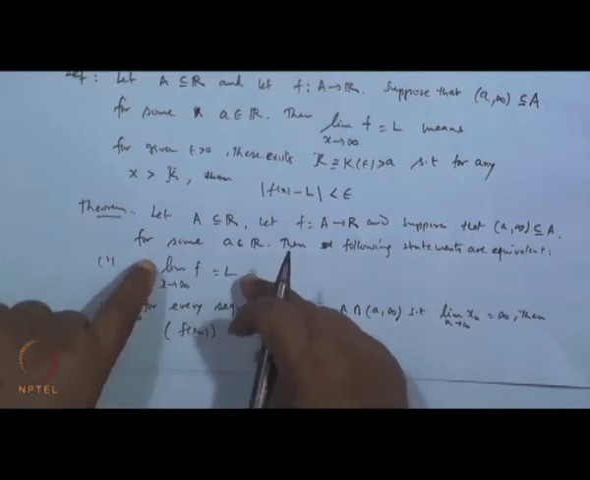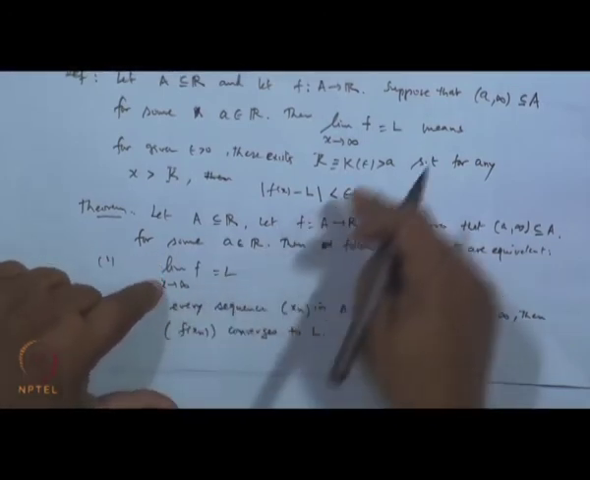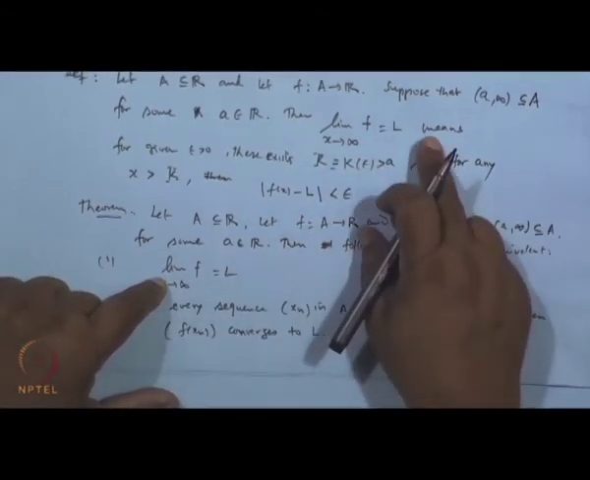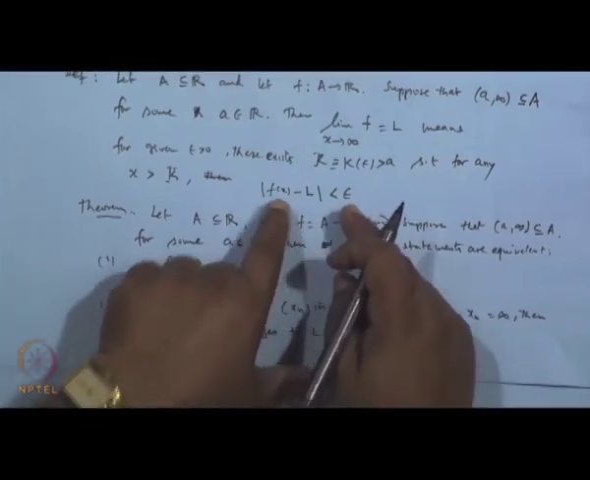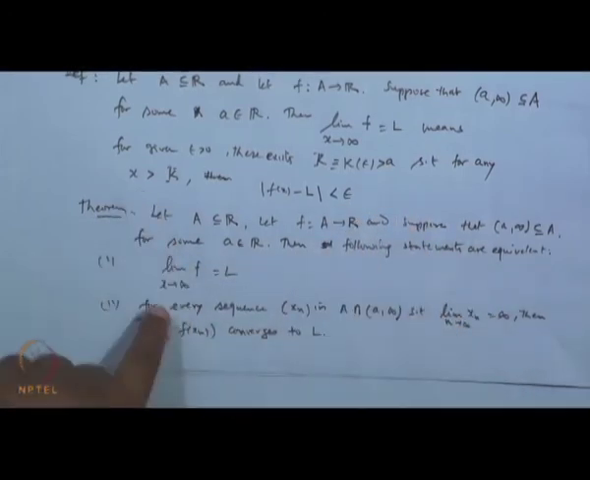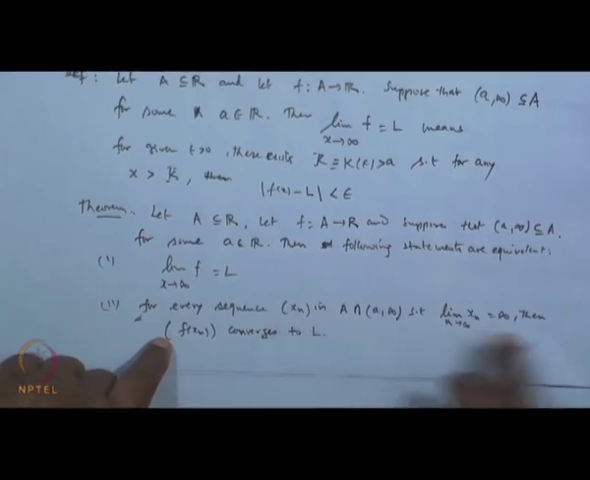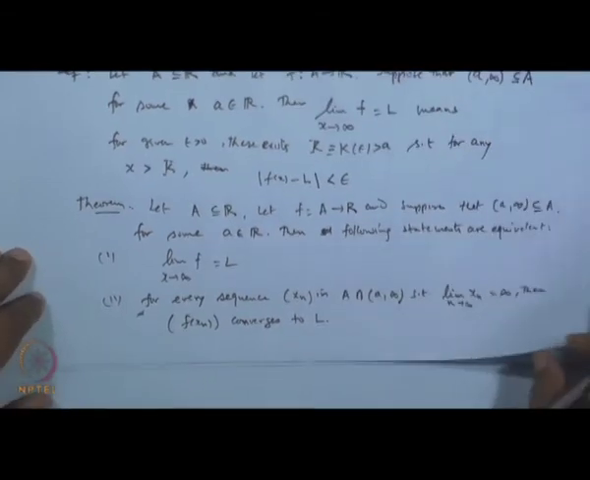When we say limit f as x tends to infinity is L, then in terms of the epsilon delta definition we have taken that for a given epsilon we can identify a k such that for all x greater than k, the difference f x minus L will be small. And in terms of the sequence we can say that for every sequence xn tending to infinity, the corresponding functional values will converge to L. So, that is the equivalent definition for this.